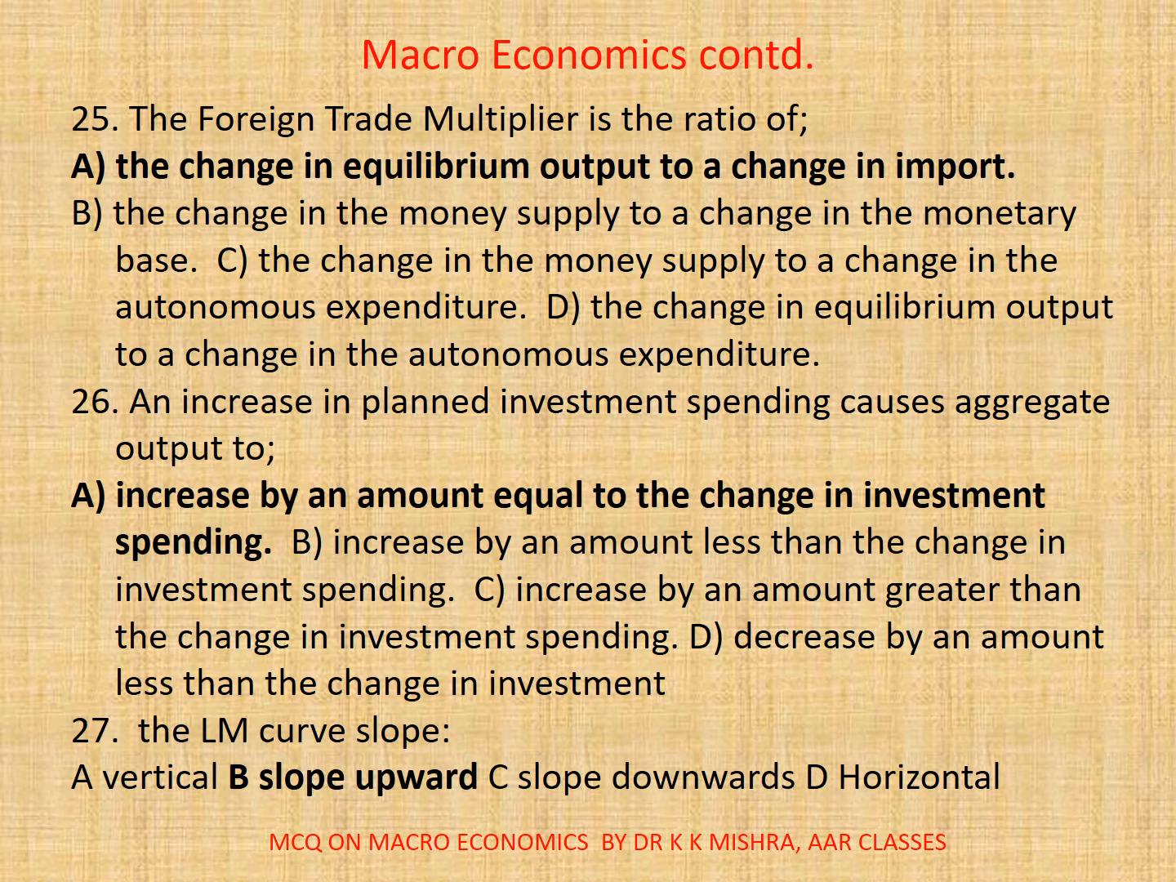26. An increase in planned investment spending causes aggregate output to A. Increase by an amount equal to the change in investment spending, B. Increase by an amount less than the change in investment spending, C. Increase by an amount greater than the change in investment spending, or D. Decrease by an amount less than the change in investment. Correct option is A. Increase by an amount equal to the change in investment spending.